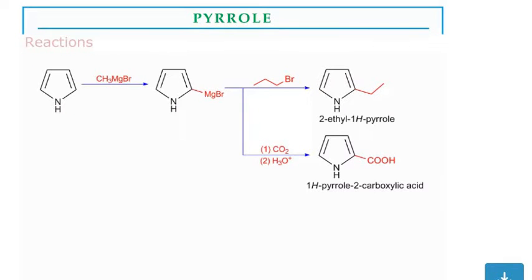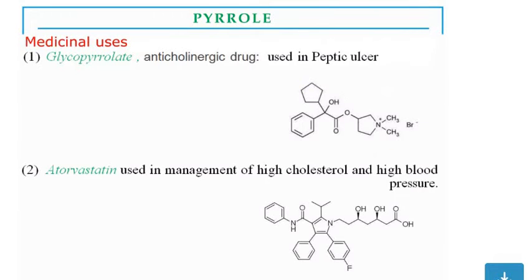Now reactions of pyrrole, you can see the Grignard reaction, and after Grignard reaction you get 2-ethyl-1H-pyrrole and 1H-pyrrole-2-carboxylic acid. So medicinal uses: glycopyrrolate, an anticholinergic drug used in peptic ulcer, and atorvastatin used in the management of high cholesterol and high blood pressure.